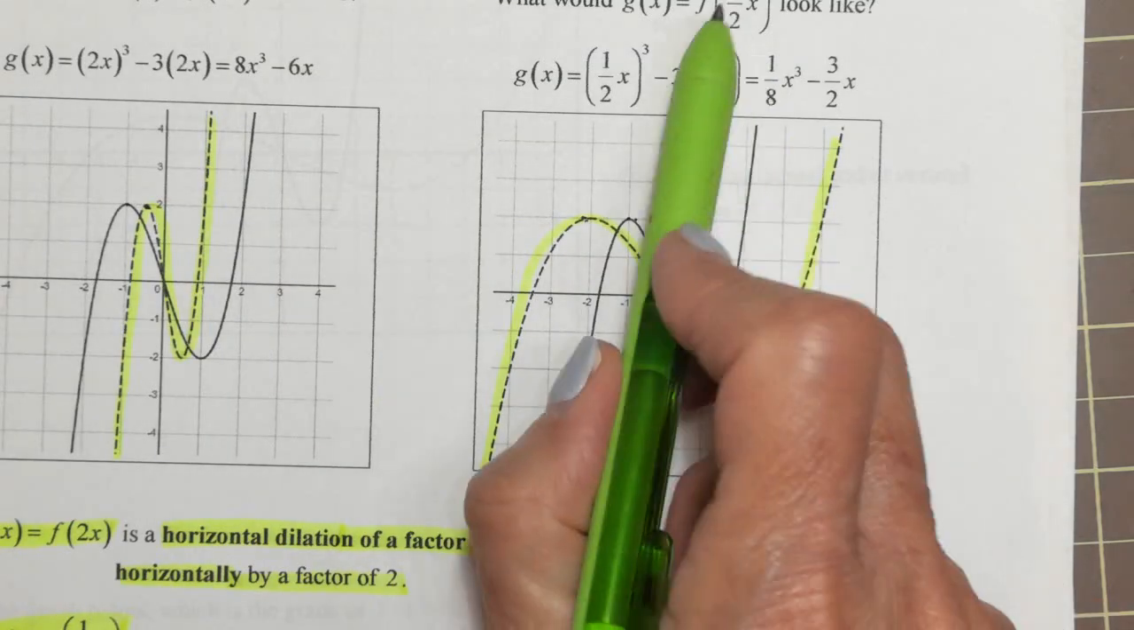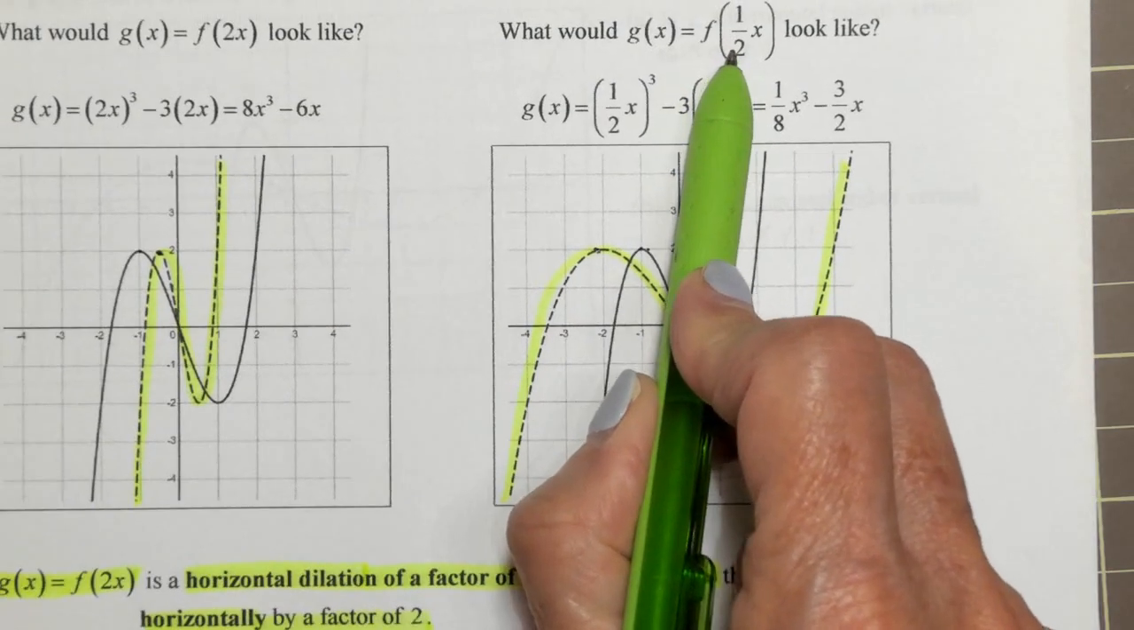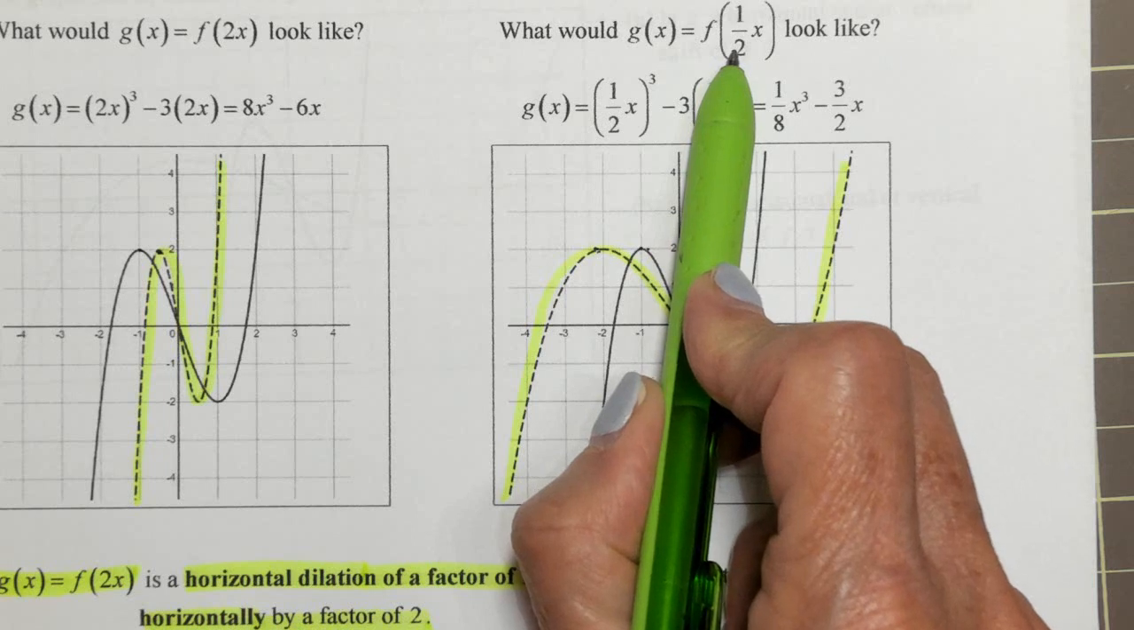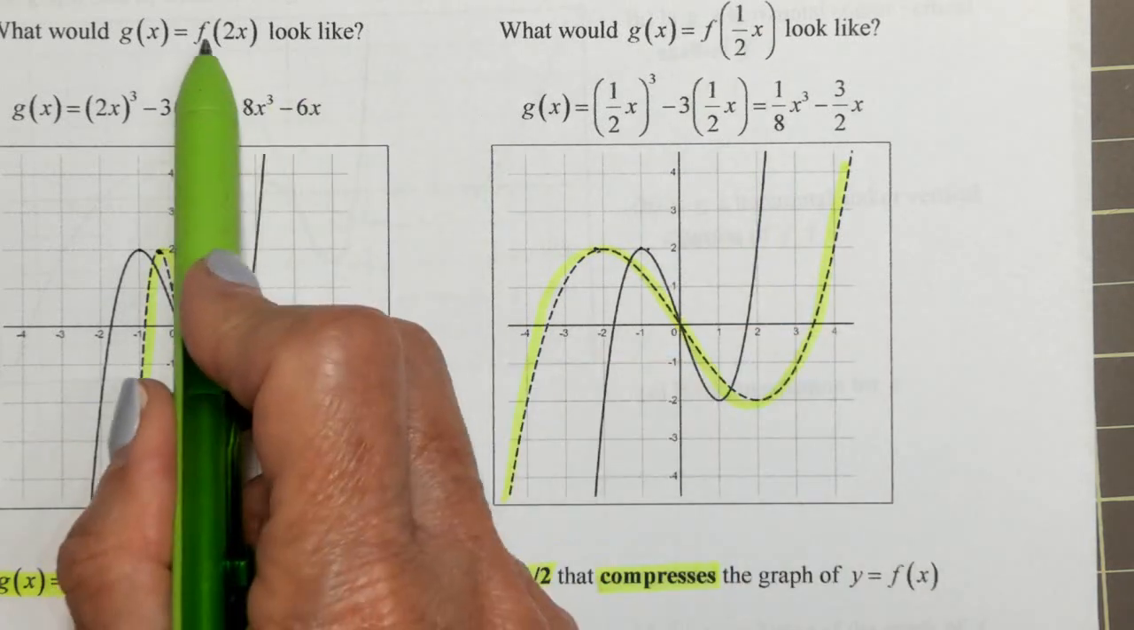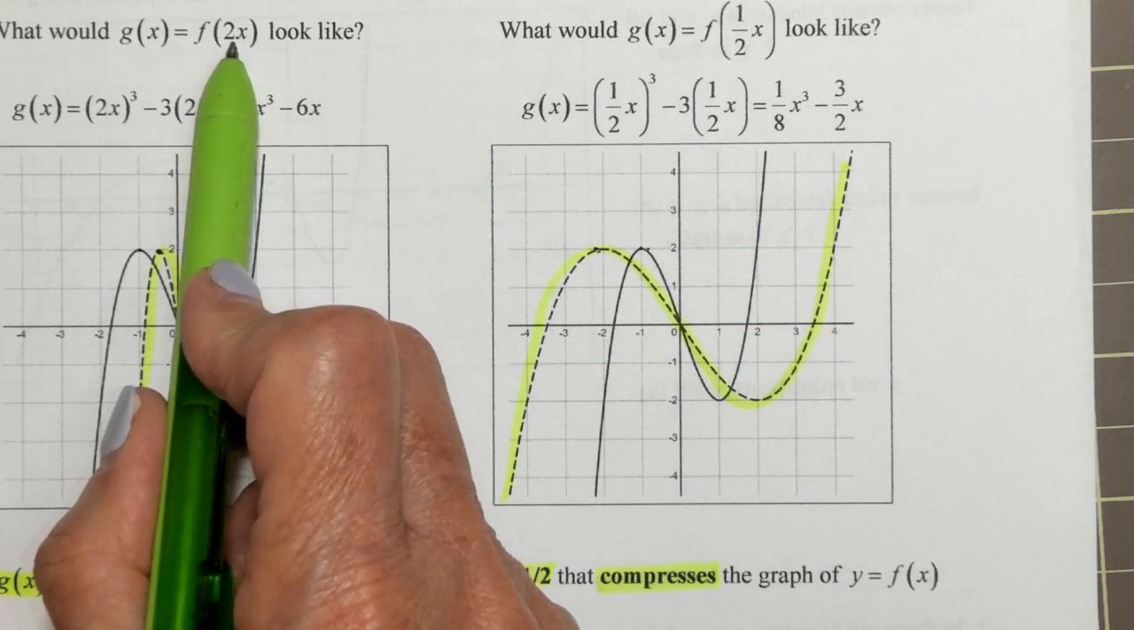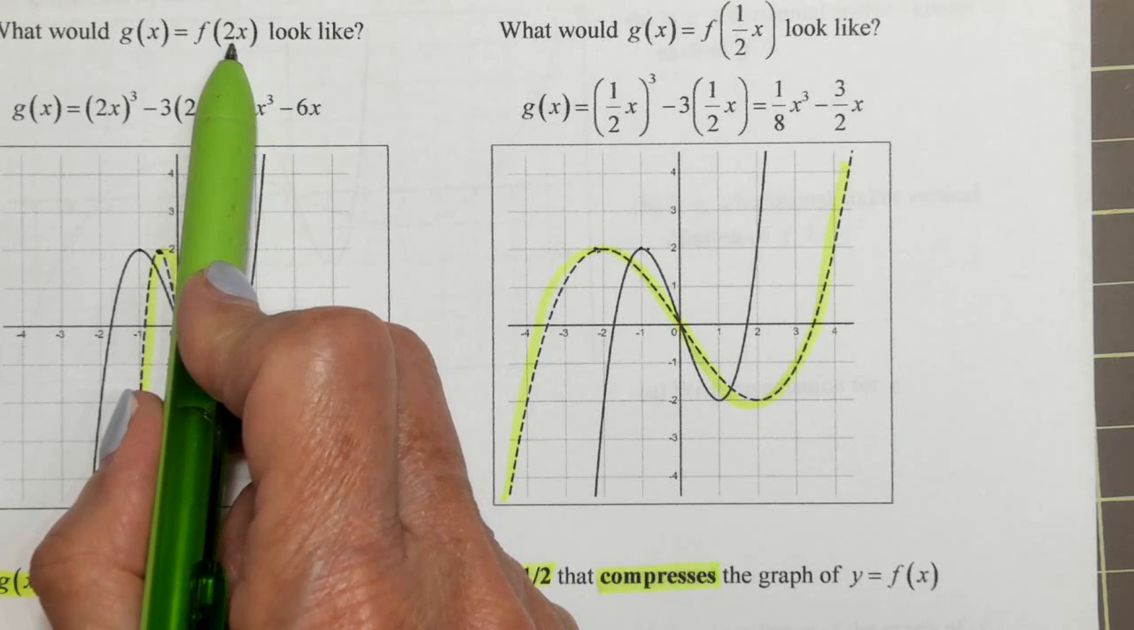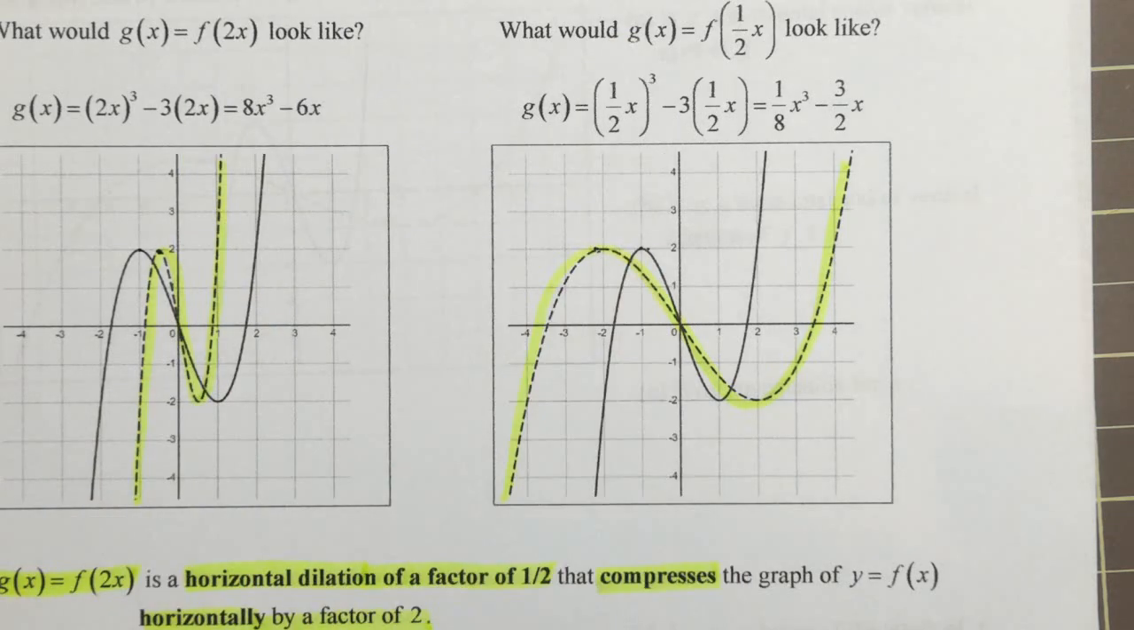Okay? So if I see a half here, that's a horizontal dilation of factor 2. If I see a 2 here, it's a horizontal dilation of factor 1/2. Okay?